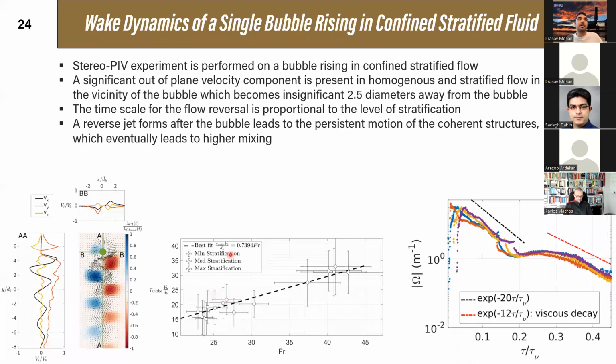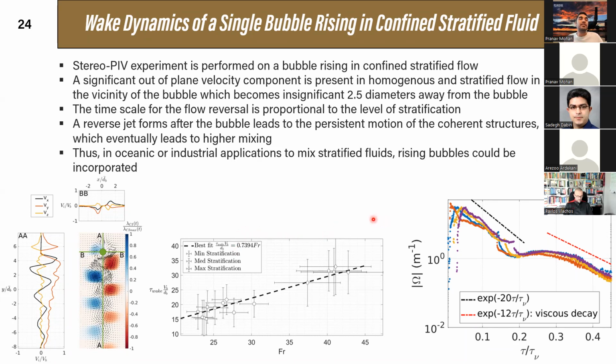And finally, we found that there's a reverse buoyant jet that forms behind the bubble rising in stratified fluids that leads to a persistent motion of coherent structures, which eventually leads to higher mixing. And thus, in oceanic or industrial applications where there might be stratified fluids present, results from our findings can be used to mix those fluids. Rising bubbles could be employed or incorporated to mix any kind of stratification that might be present.